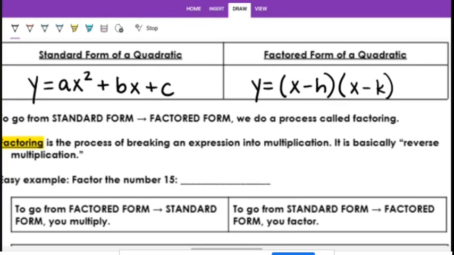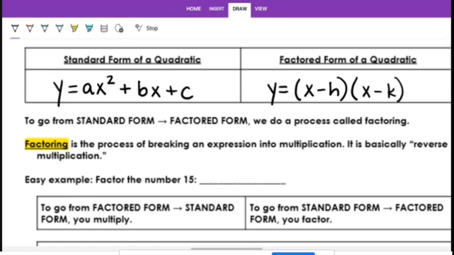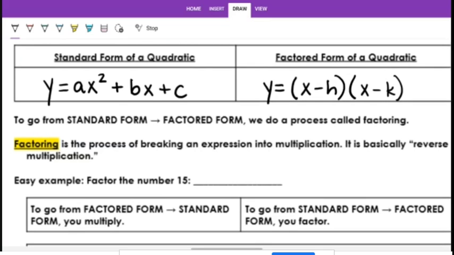So what we're going to do today, which we haven't done yet, is practice going from standard form into factored form. We already know how to go from factored form into standard form. We do that by multiplying the two factors together. But now we're going to go from standard form into factored form. And in order to do this, we're going to use a process called factoring. Go figure. So I have a definition of factoring here. Factoring is the process of breaking an expression into multiplication. It's essentially the reverse of multiplication.